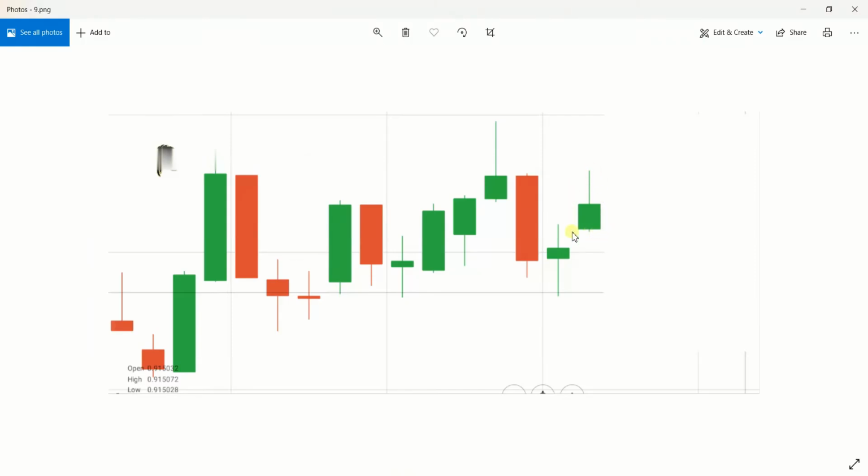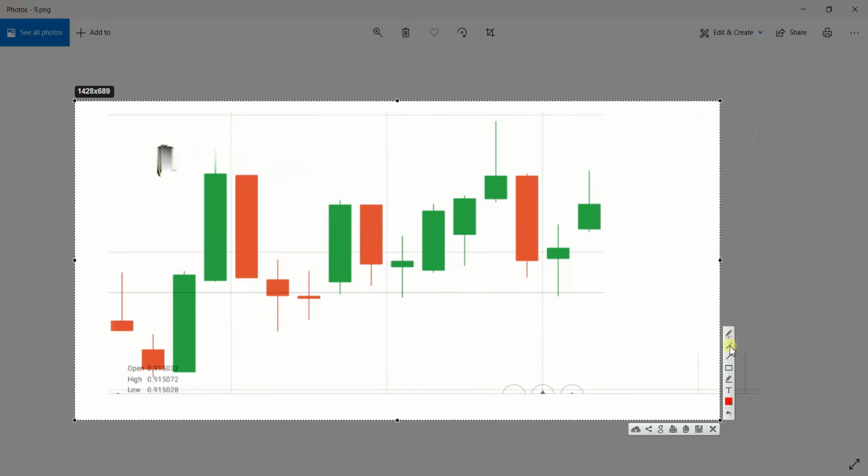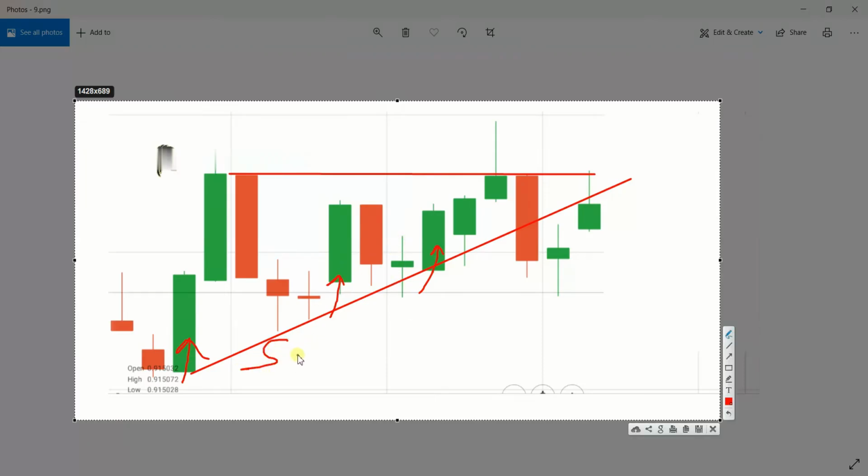Okay, so now you can see it closed as a bullish candle. So what will be the next candle? Okay, let me check the levels here. Okay, you can see there is a seller's entry here, and here you can see there are buyers, and there is a buyer's entry, so it is a support level, right?